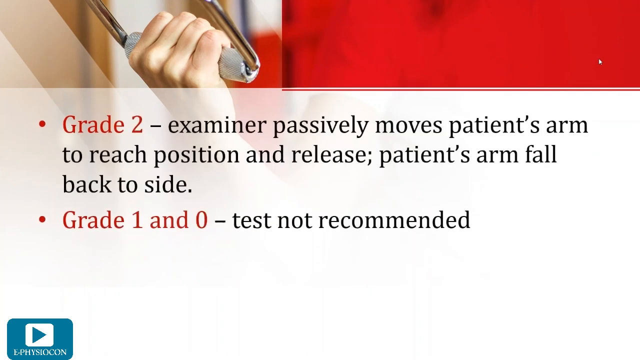In grade 2, the examiner passively moves the patient's arm to the reach position and releases it. The patient's arm falls back to the side. In grade 2, the examiner passively moves the therapist's hand and places it on the shelf, and then the patient's arm falls back to the side. In grade 1 and grade 0, the test is not recommended.